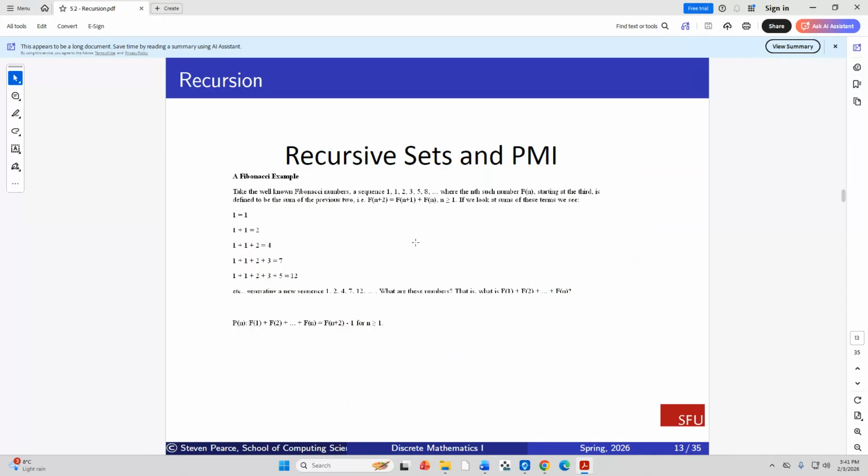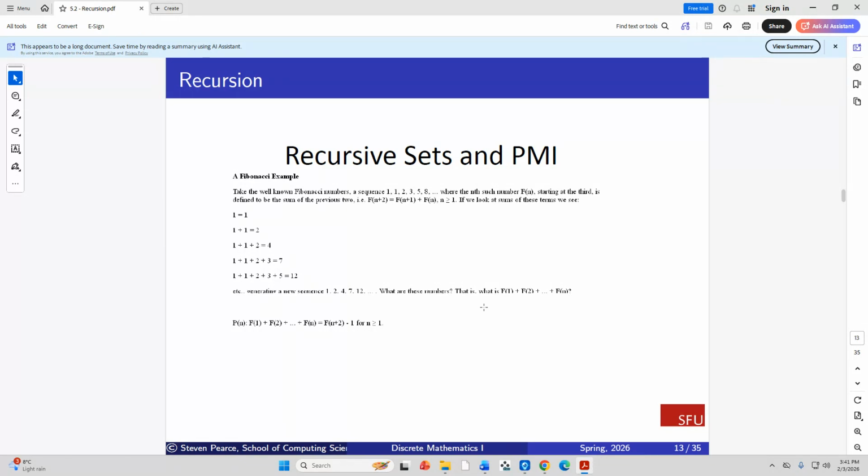So here, the Fibonacci sequence, we can see what it is. And we've got these 1, 2. If we sum them, we have another sequence 1, 2, 4, 7, 12. Okay, 1, 2, 4.